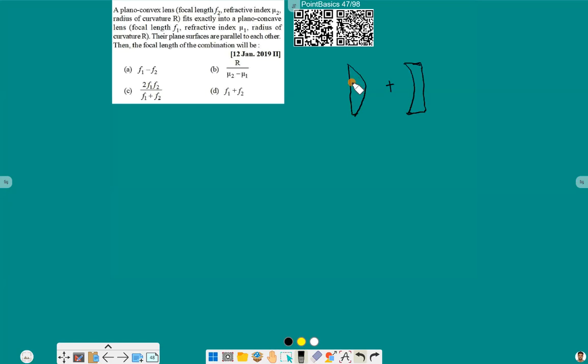Now it is mentioned that both of these have different refractive indexes. If they had the same refractive index and we join them, the system will look like this, and the boundary does not matter. It will act as a normal plain glass slab, so it will not focus light. But as they have different refractive indexes, it will still function as a lens and still focus light.